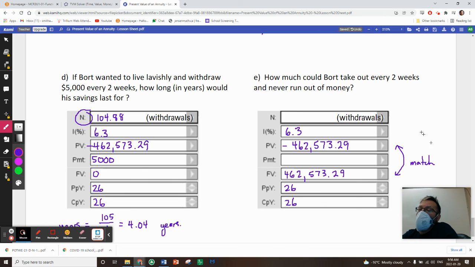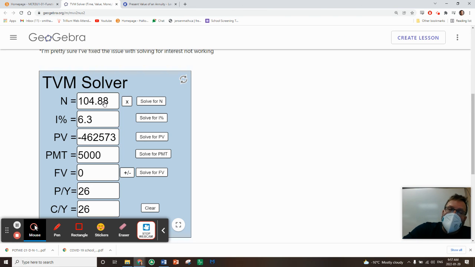You can put whatever you want in for N. So you can just put in like 1 if you want. I'll just make a little note. Doesn't matter. We're seeing how much can he withdraw, so his bank account never changes. He's just taking out the interest. So let's see. I mean, honestly, you could leave in whatever you had from before too. I'll just change it. So we have to change this to positive 462,573.29 and solve for PMT. This is amazing.